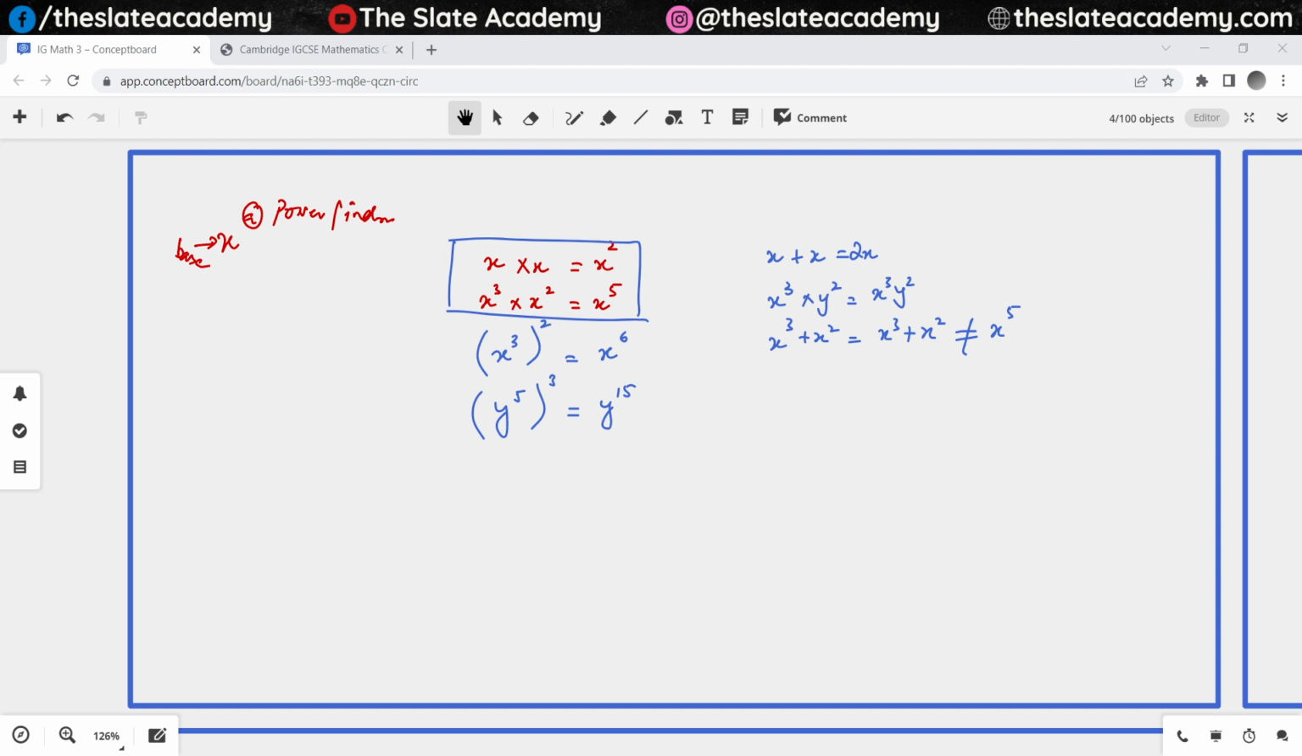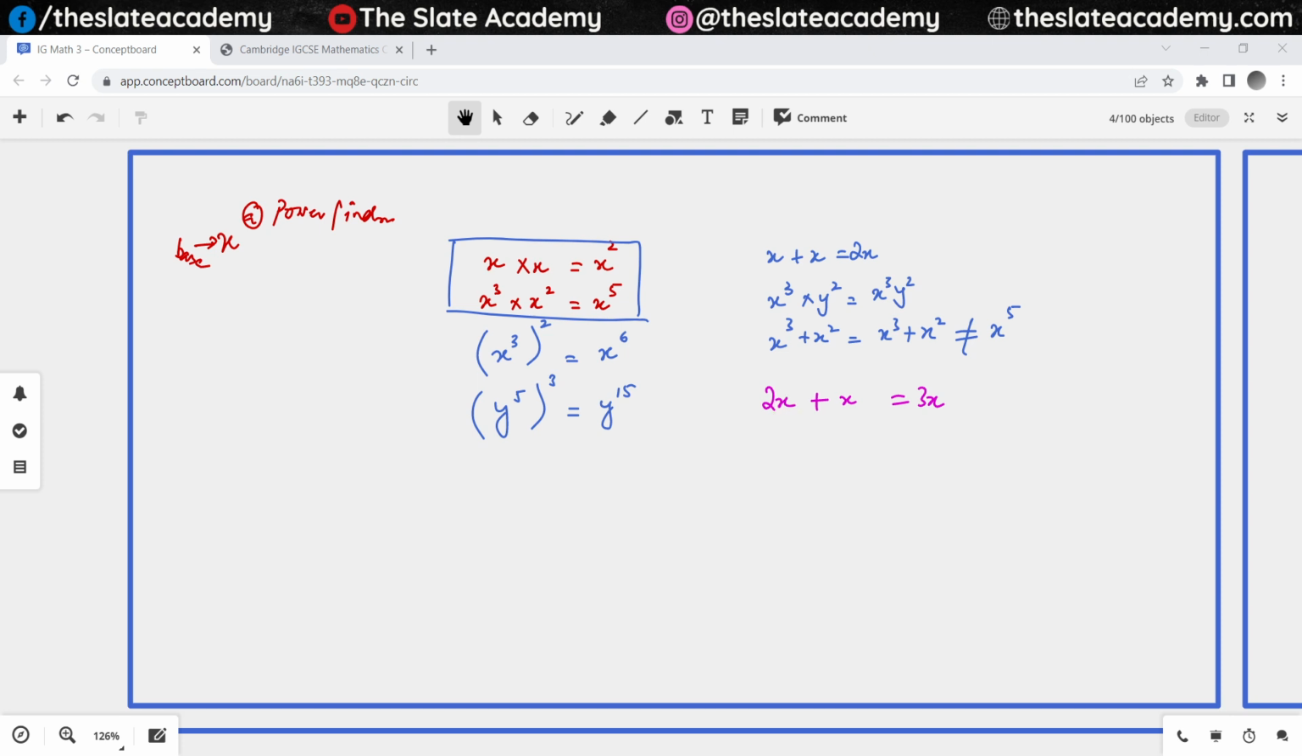2x plus x will be 3x because the things that we are adding are x's. So if I write over here 2x plus x, there are two x's and then there is another x. So I add them all up, it would give me 3x.